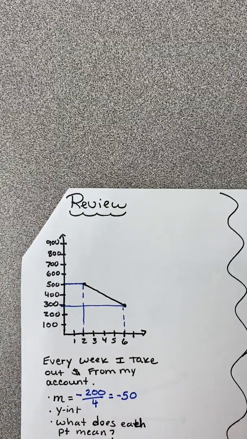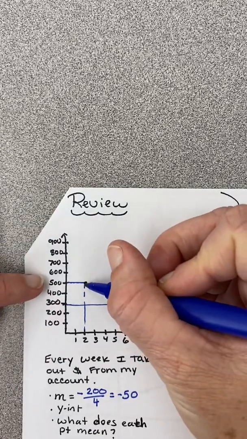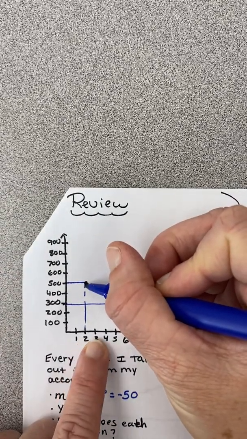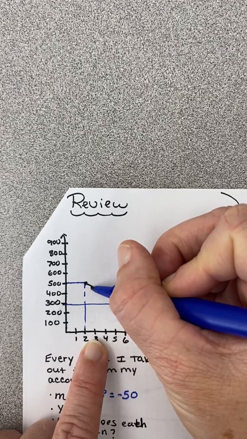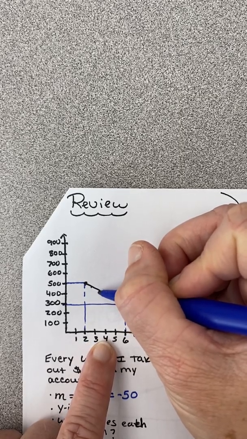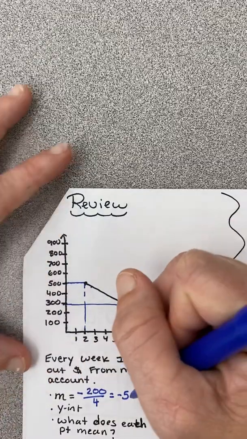All right, now let me just go back and see if this makes sense. If I'm at 500 and then I go over 1, I should go down by 50, which is 450. That looks about right. If I go down again, that should be 50 more, which should be about 400. Okay, so that looks good.